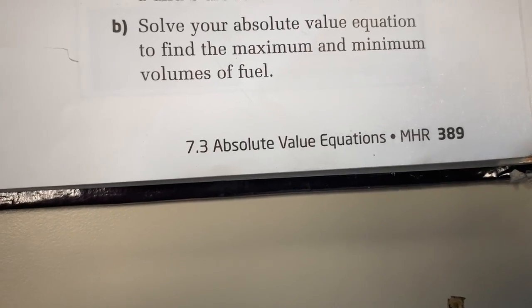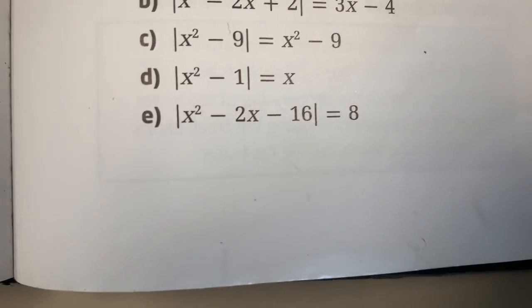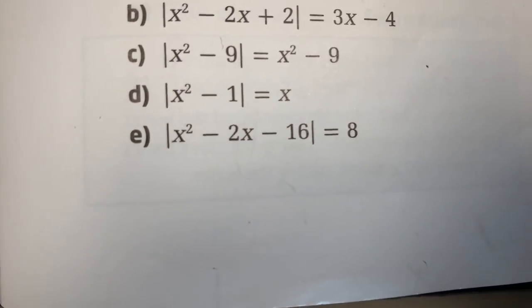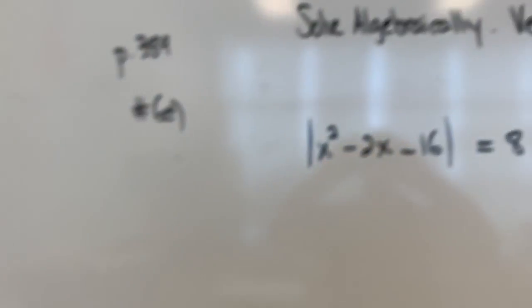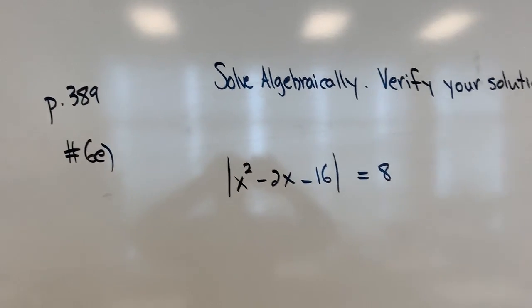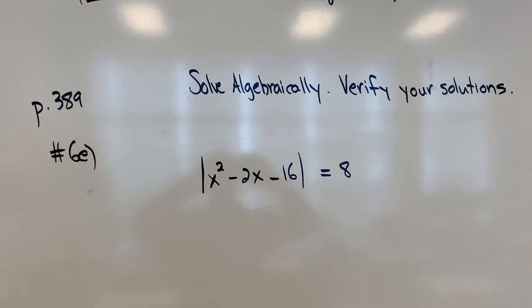This example comes out of Math 20, section 7.3, absolute value equations, and we're going to do question 6e, solving this one. Absolute value of x squared minus 2x minus 16 equals 8. So here we have it written up on the board. We're going to do two things: solve algebraically and then verify your solutions.